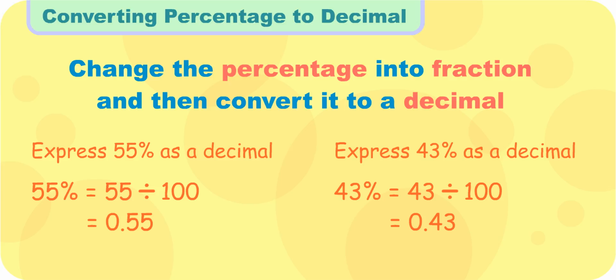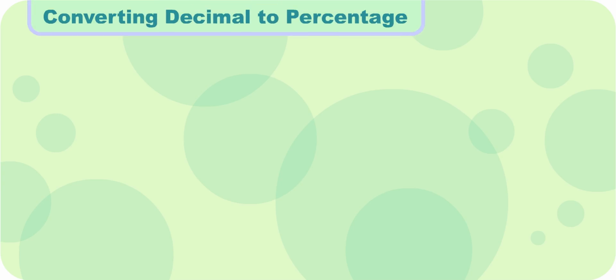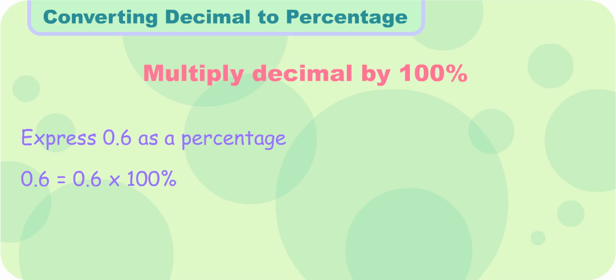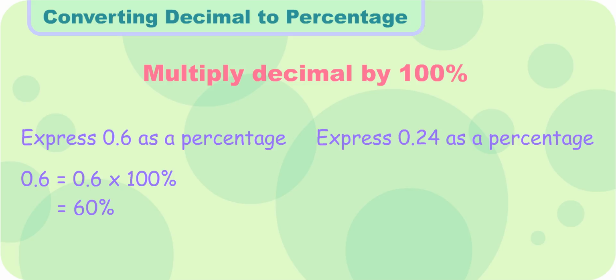Teacher, that's easy. Likewise, we can change a decimal into a percentage by multiplying the decimal by 100%. For example, 0.6 is equal to 0.6 times 100%, which is equal to 60%. Turbo Girl, you do the next question. Express 0.24 as a percentage. I change 0.24 to a percentage by multiplying 0.24 by 100%. 0.24 equals 0.24 times 100%, which is equal to 24%. Well done, Turbo Girl.